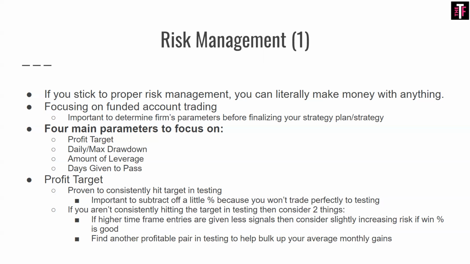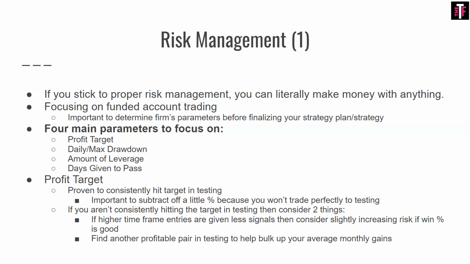So there's 4 main parameters to focus on with prop firms. First one's profit target. Second one's daily max drawdown. Third one's the amount of leverage. Usually you can kind of get away with that, but sometimes it comes into effect, especially a lot of smaller prop firms will try and get you here. And then last but not least, the most feared metric people have is the days given to pass. Usually that strikes fear into everybody's souls. But focusing on the first thing, profit target.